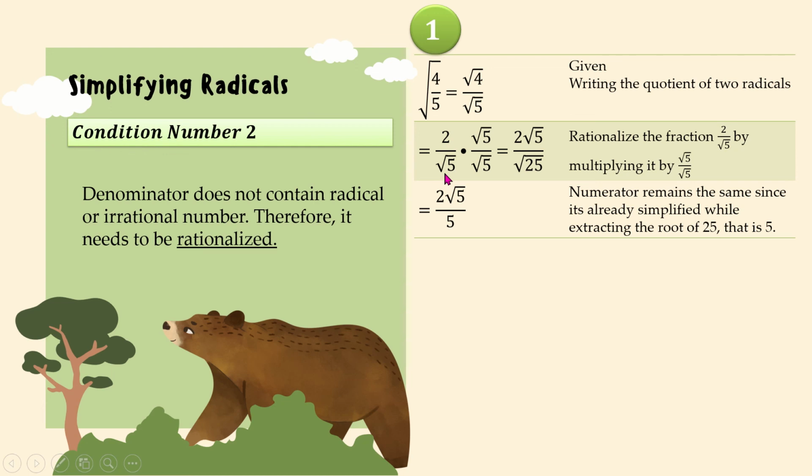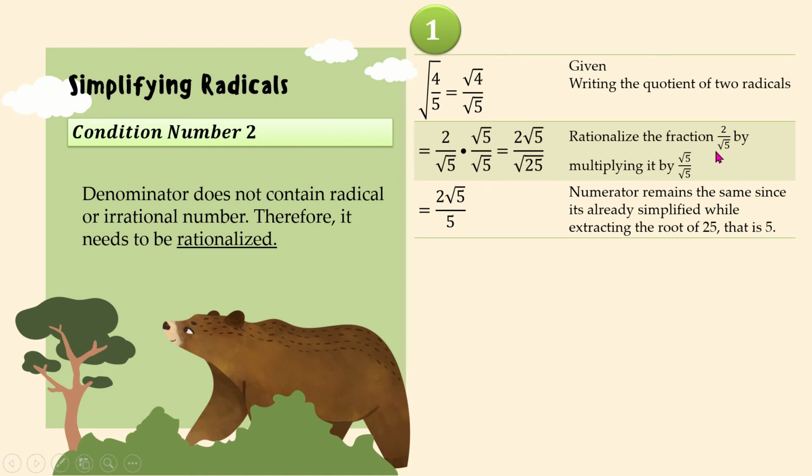Kung ang square sa 5. Kaya pinakaduol ng perfect square is 4. Next is 9. So therefore 5 is irrational. So, ang denominator na to kay radical. Denominator does not contain radical or irrational numbers. So what will happen if atong denominator kay radical? We need to rationalize. So ang pag-rationalize is to multiply the same denominator up and down. That is the process of rationalization.